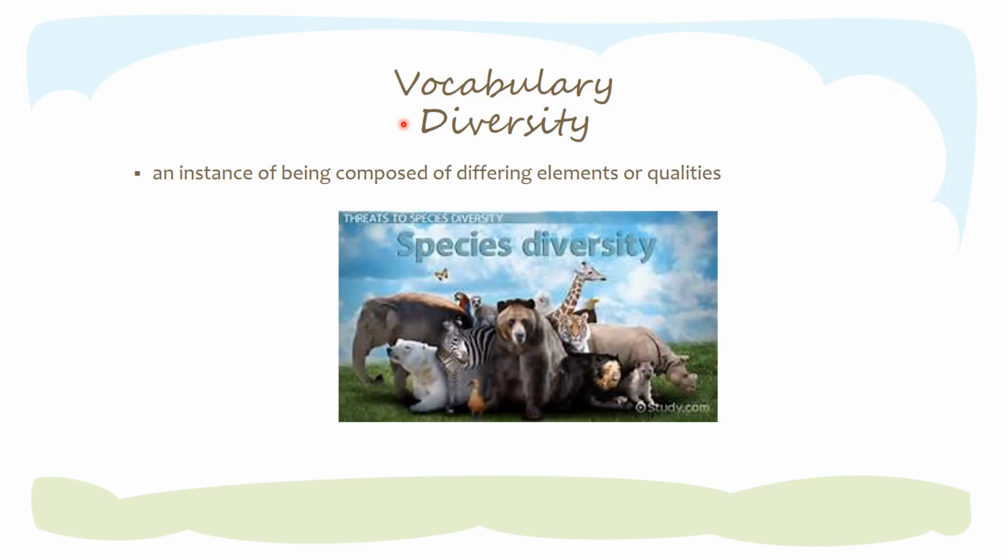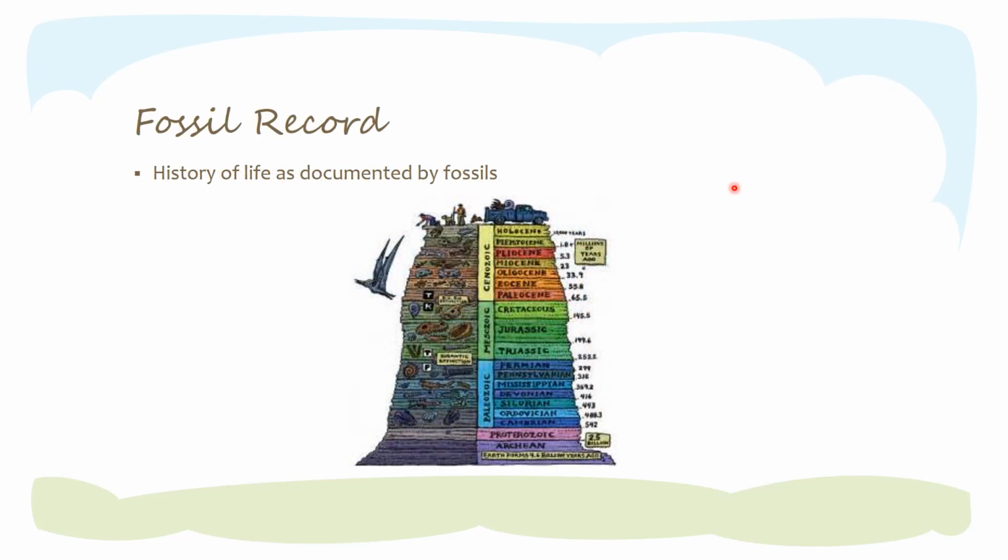Our first vocabulary word is diversity. Diversity is an instance of being composed of differing elements or qualities. So in this picture, there's a bunch of diversity. There's a bunch of different qualities or elements that make these animals different. A fossil record is a history of life as documented by fossils. So scientists have looked at different fossils to understand the history, the past, in order to understand when certain things were alive, to understand how things have evolved throughout time.